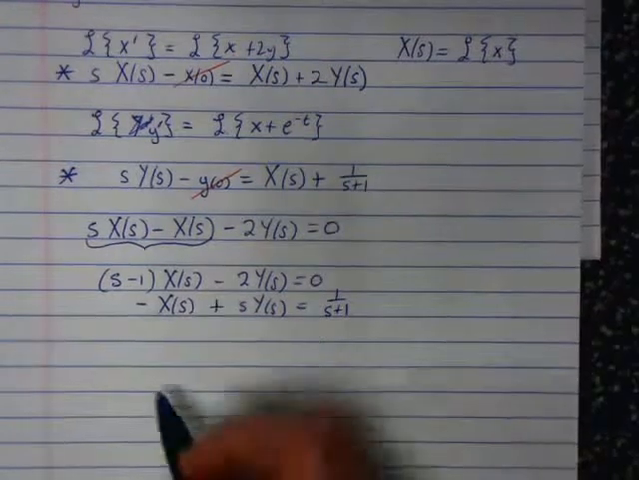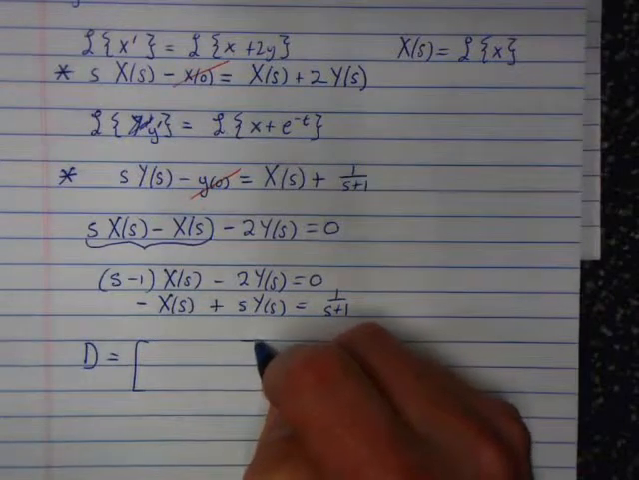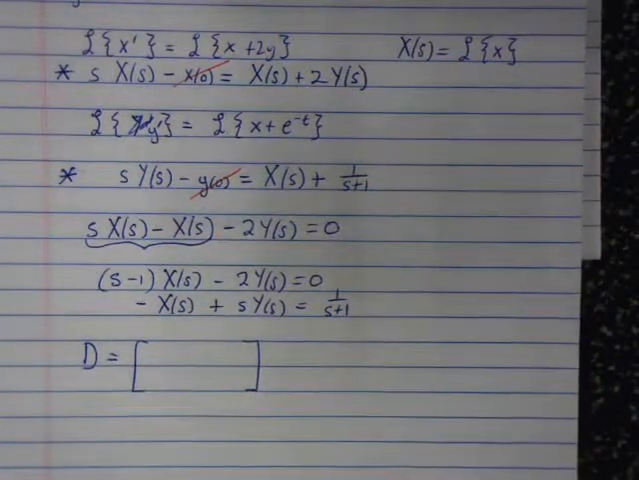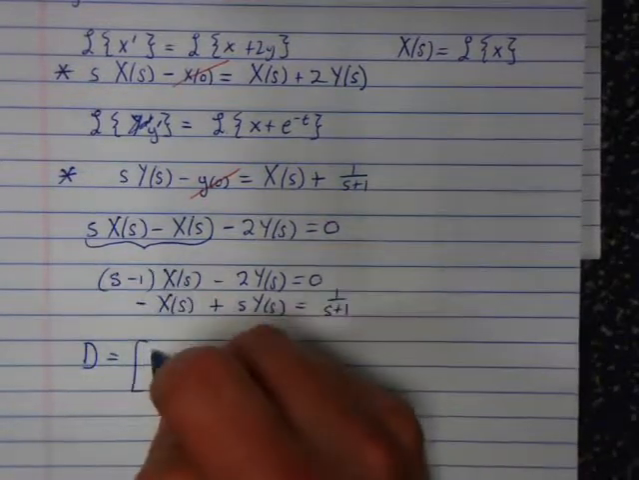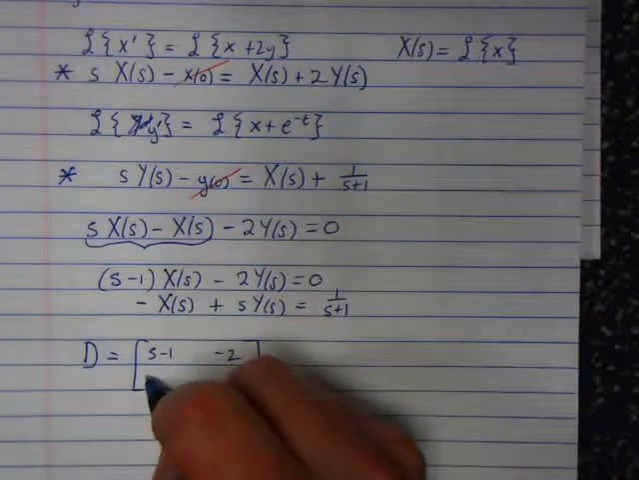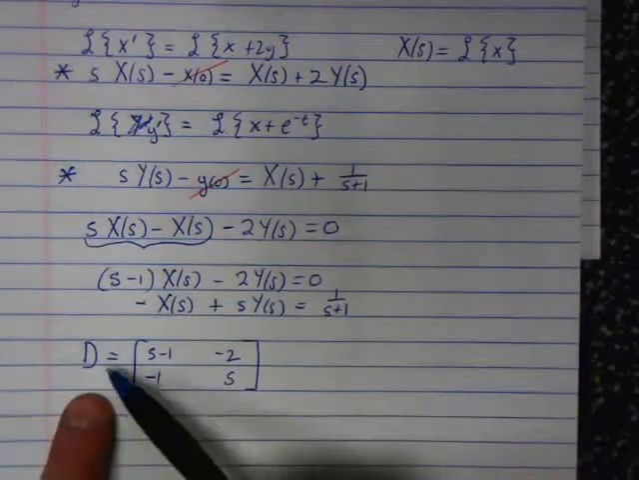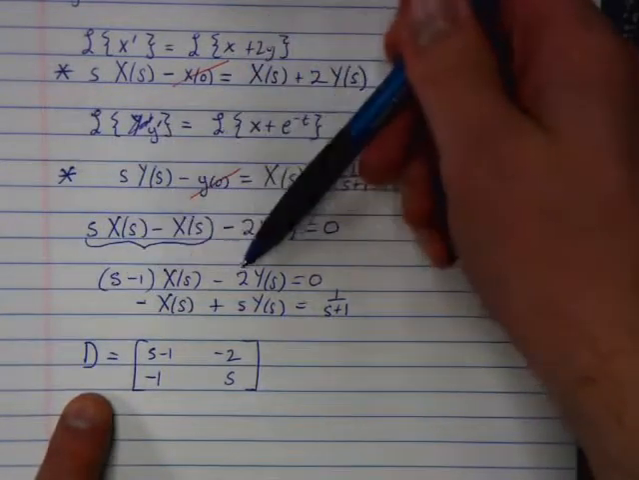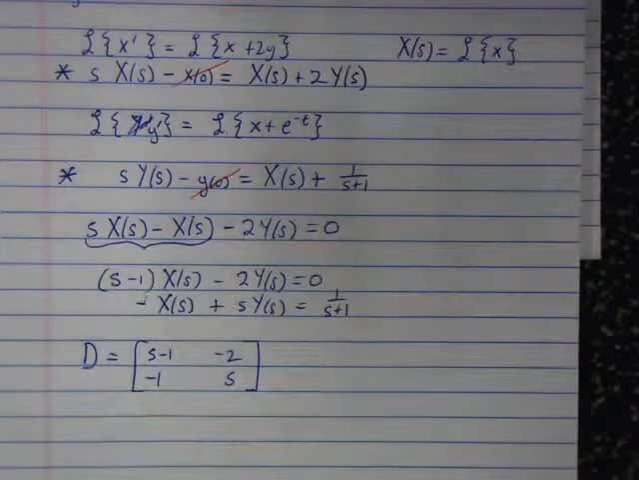All right, so how did Cramer's rule work? We create a matrix D which has the coefficients. What are the coefficients in this case? Not just numbers; the coefficients in this case have letters in them. So we have s minus 1, negative 2, negative 1, and s. Remember, the D matrix is just the numbers, in this case with some letters in them, on the left-hand side of the system.